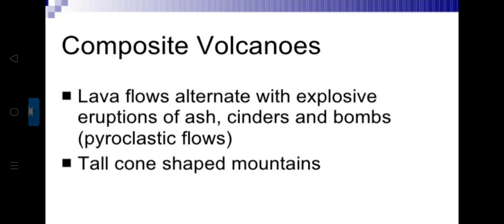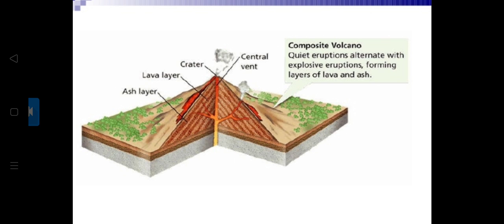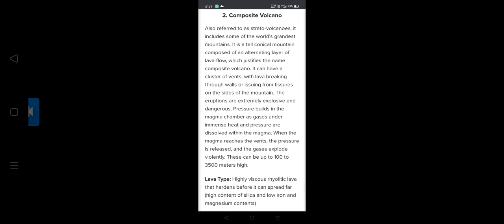Composite volcanoes, what happens in composite volcanoes? If you see, lava flows alternate with explosive eruptions of ash, cinders and bombs. They are pyroclastic flows, tall cone shaped mountains. Look at the diagram. There's a central vent, there's a crater, and in between you can see the lava layer and the ash layer. Quiet eruptions alternate with explosive eruptions, forming layers of lava and ash.